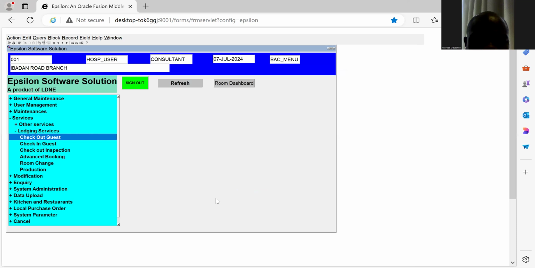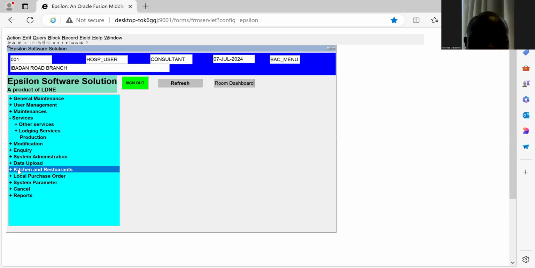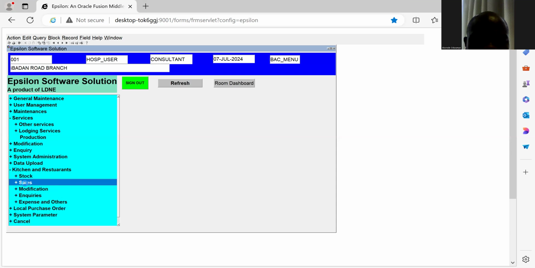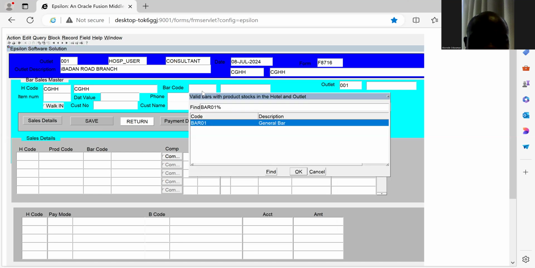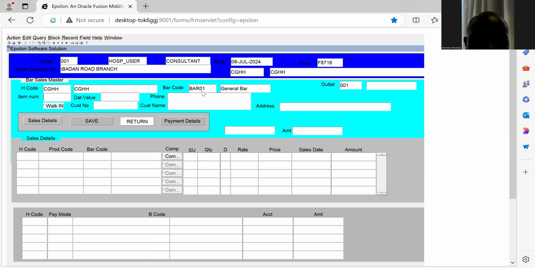The only other item I want to show you, and that will end the video, is if a customer is trying to buy something from the bar instead of asking for room service. So let's go into that. It is under kitchen and restaurant, under sales, and then bar sales. Here we indicate which bar. In this hotel there's only one bar, the general bar, because we separate the transactions of each bar. If you have multiple bars, you can declare all of them in the system, so every one of them will give an account of what goes on in the bar.